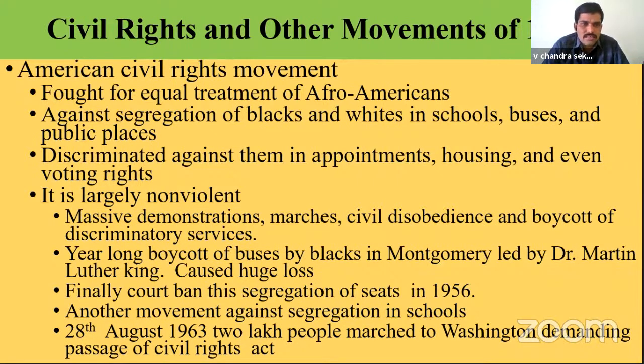There was segregation of blacks and whites in schools, buses, public places, hospitals, in so many places. They were discriminated against in appointments also, in housing, and even in voting rights. The black people didn't have voting rights along with the white people. So these are the demands of black people. They don't want to be segregated from these different types of opportunities.